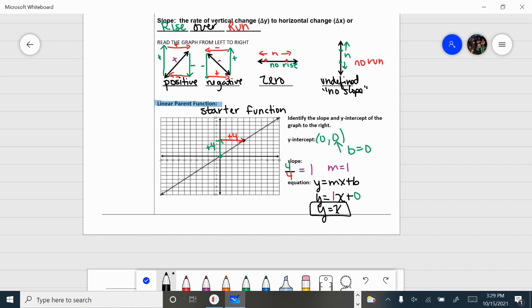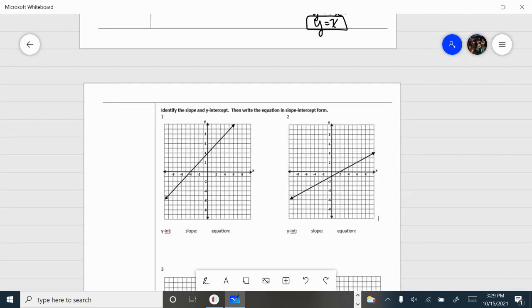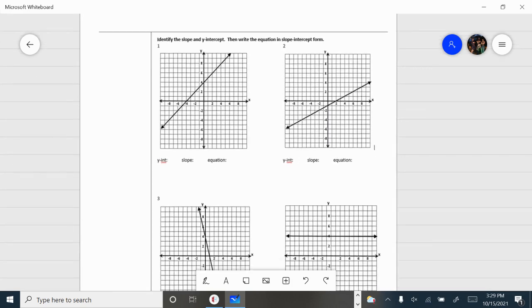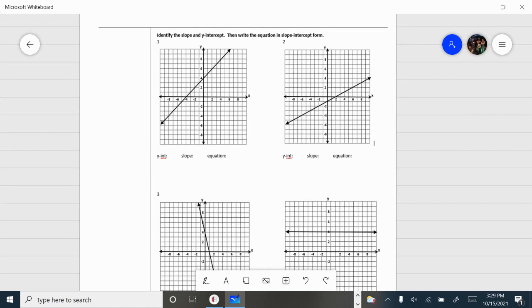Either we change where the y-intercept is or we change how steep it is. And so then that becomes a child function. So once we make changes to the linear parent function, it becomes the child function, and we've got our transformations. All right, so let's look at a couple of examples about how we can write a slope-intercept equation from a graph.